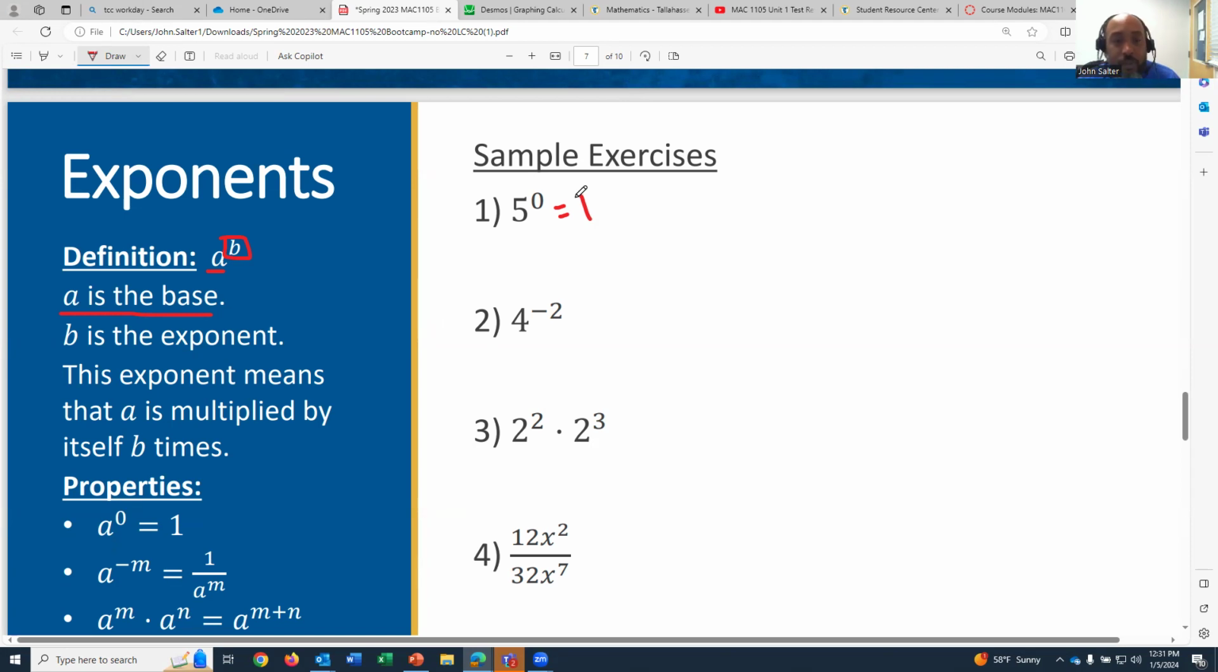Let's do another one. This one says 4 to the negative second power. You've probably seen 4 to the second power before. That's just 4 times 4, 4 times itself 2 times. I don't know about this negative, though. So I look, and there's a property. It says when I have a base with a negative exponent, the base and the exponent go to the bottom of a fraction. Another word for that is reciprocal, right?